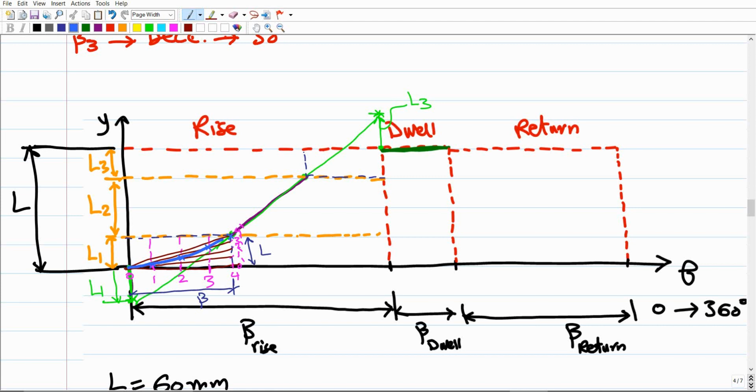This is the accelerating period. Then we repeat the same idea for the other side, for the decelerating period, in this way.